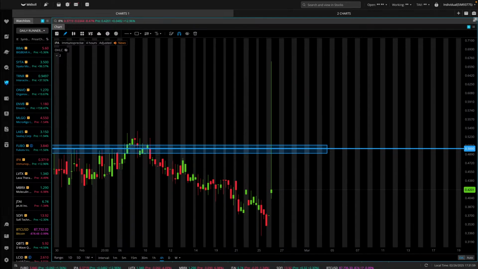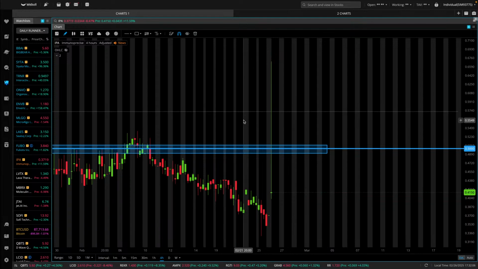There's nothing on this trade at all, IPA. IPA needs a candle close above 0.5. Doesn't look great at all right now. It looks like a pump and dump. It's going red right now. About to turn red.